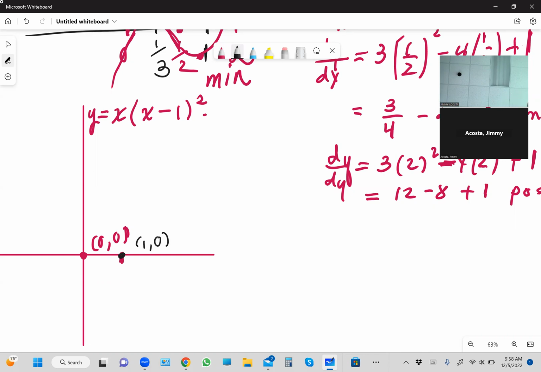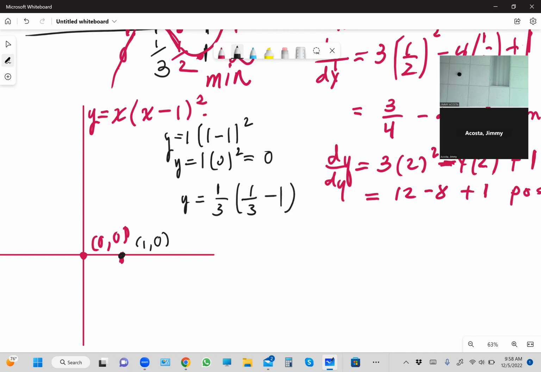So if you put 1 times 1 squared, you see that? It's going to come out to 1 times 0 squared, which is 0. And now let's pick 1/3. 1/3 times 1/3 minus 1 squared.